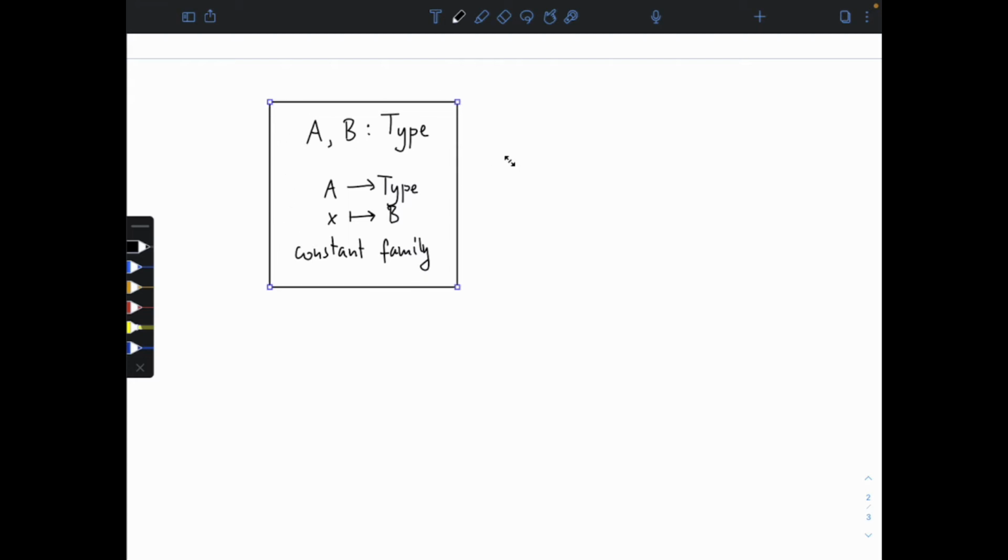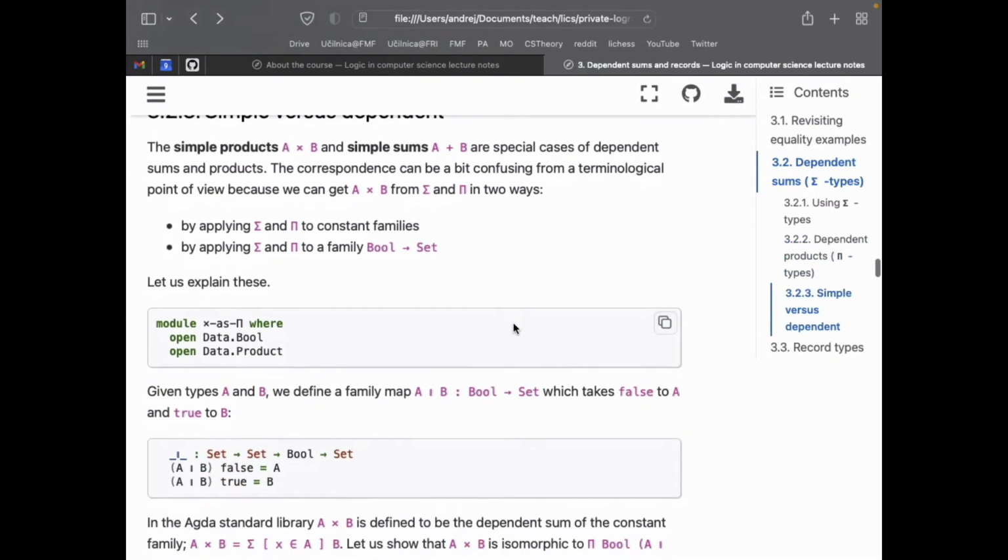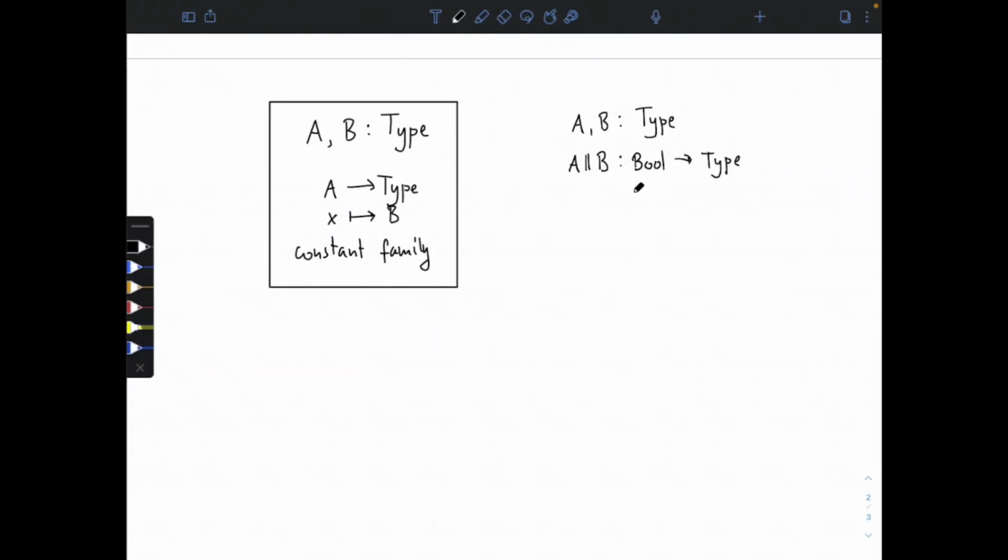Okay. And the other one is that if I have two types, A and B, then I can form a type family, which I will denote this way, double bar, and you think of it as A or B. And this one goes from bool to type. And the way it works is it takes, let me be in sync with what's down here, false to A, okay? It takes false to A, and it takes true to B.